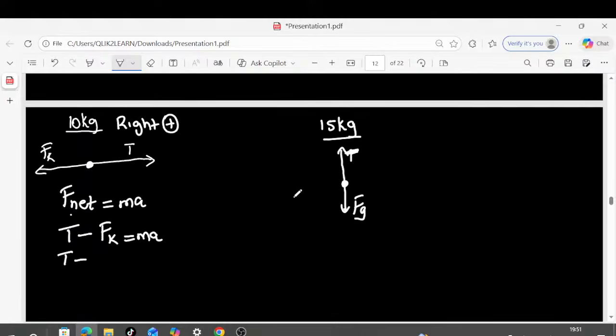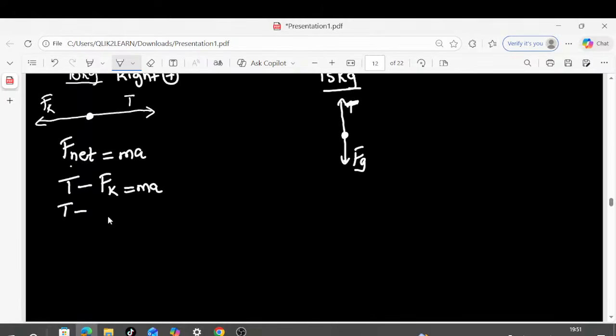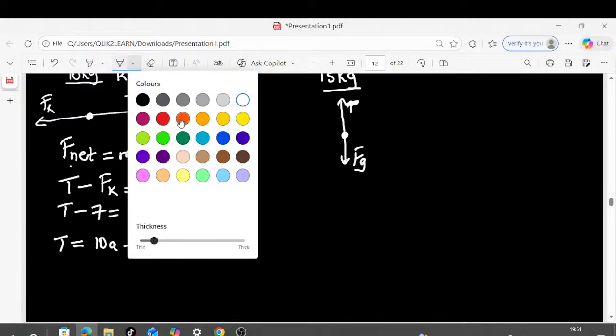So I'm going to subtract 7 newtons. It's equal to the mass, which is 10, times the acceleration. Let's make the tension the subject of the formula and say this is 10A, and we add 7. Let's call this equation 1. Okay, everyone is happy about that. So now we need to work on the other guy. What do we have on this side?